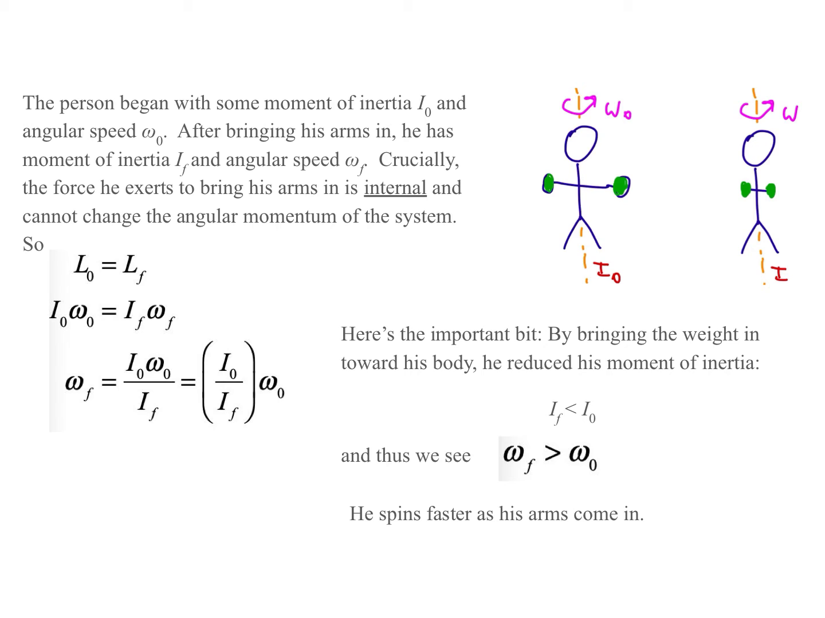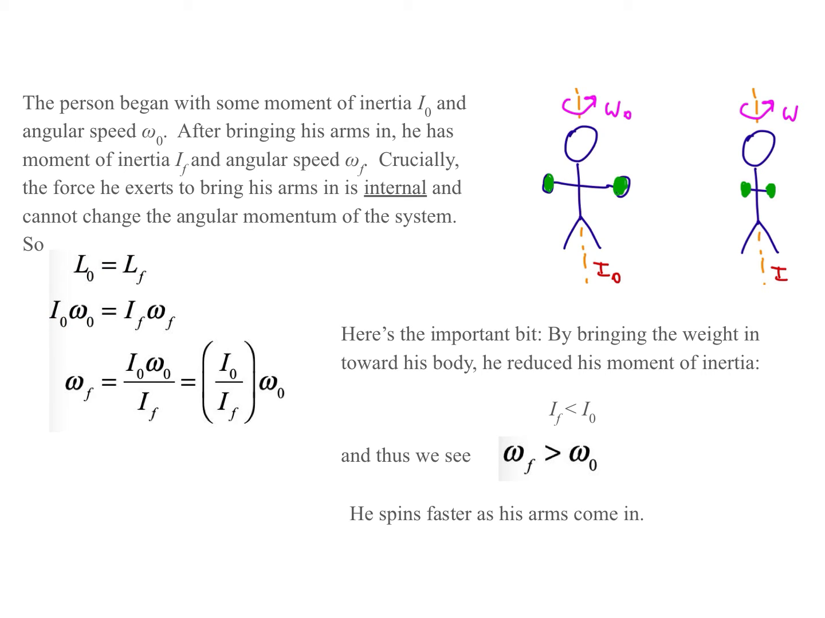The person began with some moment of inertia I0 and angular speed omega 0. After bringing his arms in, he has a moment of inertia IF and angular speed omega f. Crucially, the force he exerts to bring his arms in is internal and cannot change the angular momentum of the system. It's not an external torque, it's internal to the system.